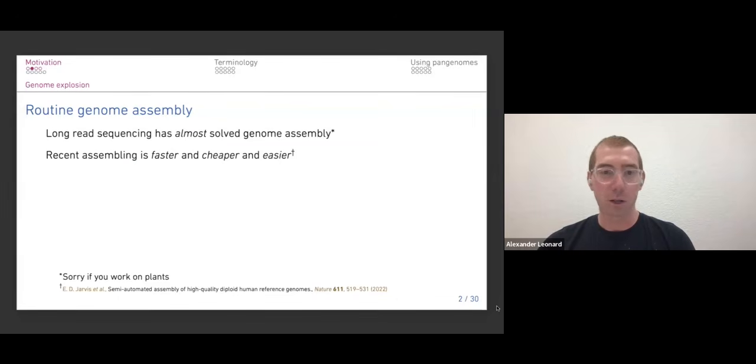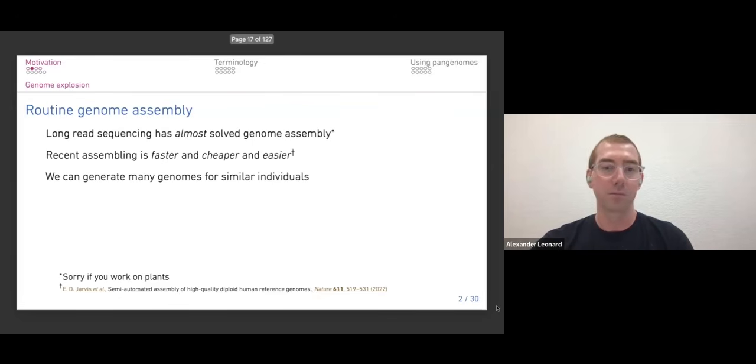So even from this paper from a few years ago now, it really talks about how much faster and cheaper and easier it is. If you get long-read sequencing, you can basically produce a top-of-the-line assembly more or less within 24 hours even on a modest computer. This really has become a decent solution to sequencing everything.